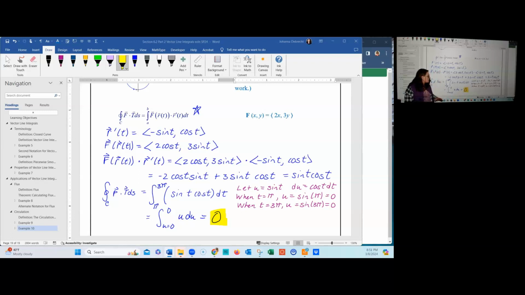I do a u substitution, allowing u to be sine of t, so that du is cosine of t dt. When t is equal to pi, the sine of pi is 0, so the new lower limit of integration is 0. However, when t equals 3 pi, the sine of 3 pi is still 0, so the upper limit of integration is also 0. When we integrate from a constant to the same constant, we end up with 0 area, which gives us the value for the circulation to be 0 around this closed curve.